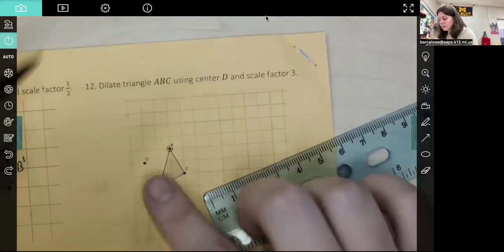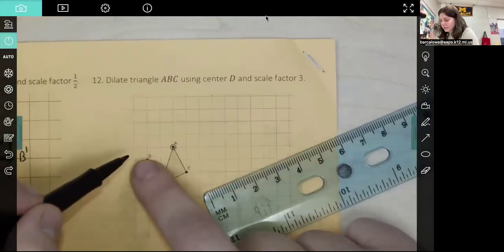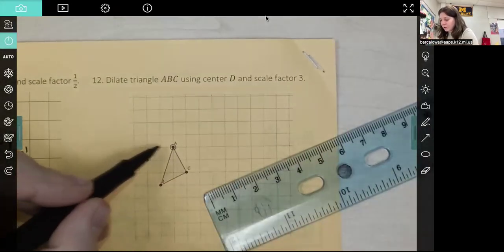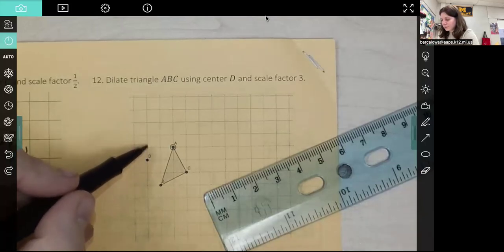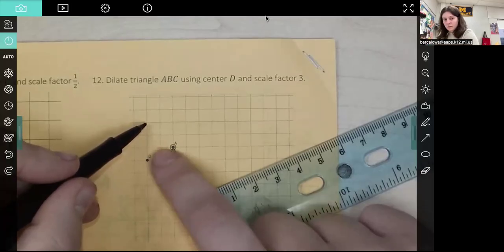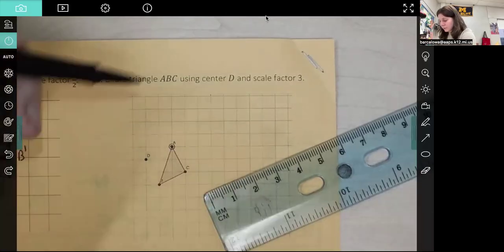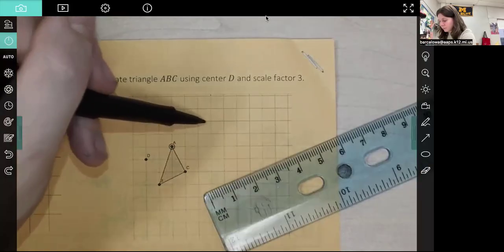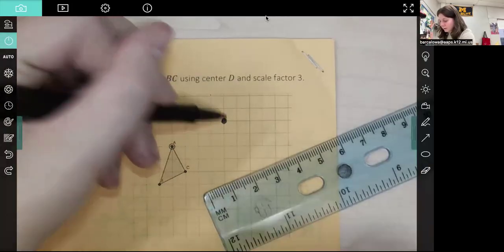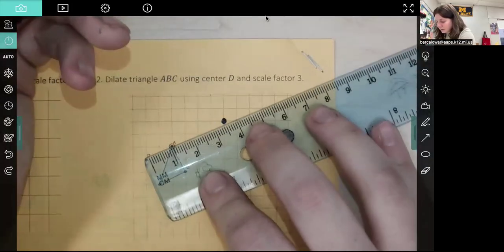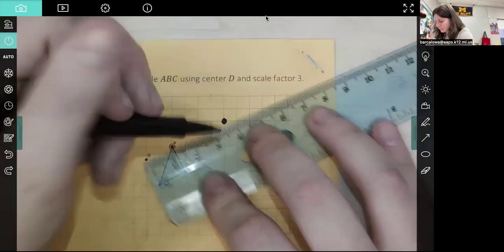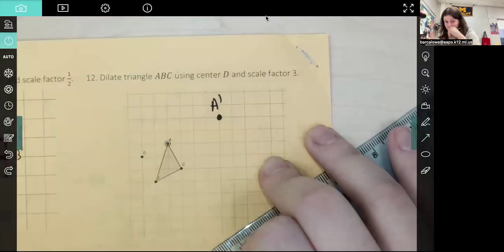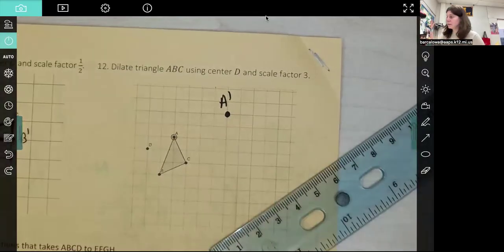Another way you can do this is to see that from D to A, I went up 1 and over 2. So if I'm multiplying by 3, 1 times 3 is 3, so I should go up 3. 2 times 3 is 6, so I'm going to go over 6: 1, 2, 3, 4, 5, 6. I get about the same place as when I'm at 3.6. Nice. There's A prime. Two different ways to get the same point.